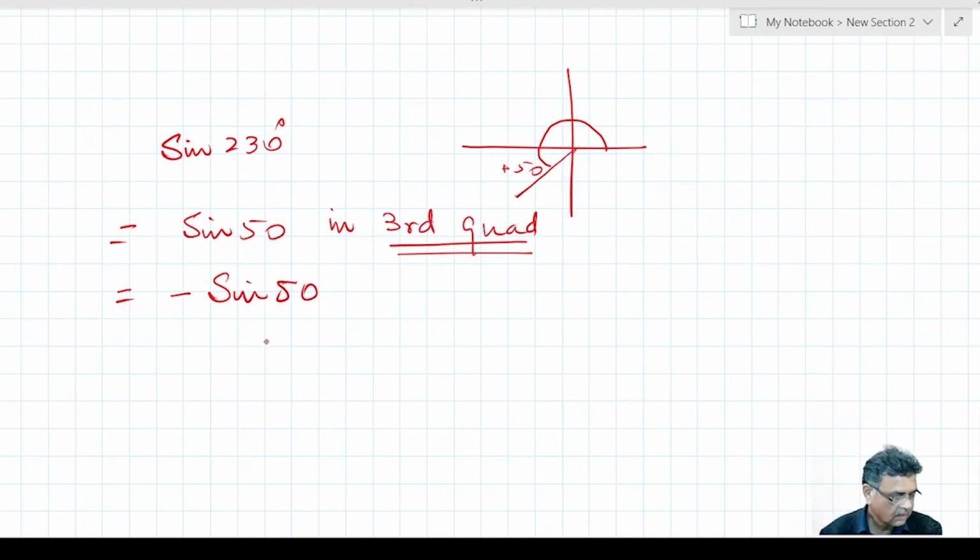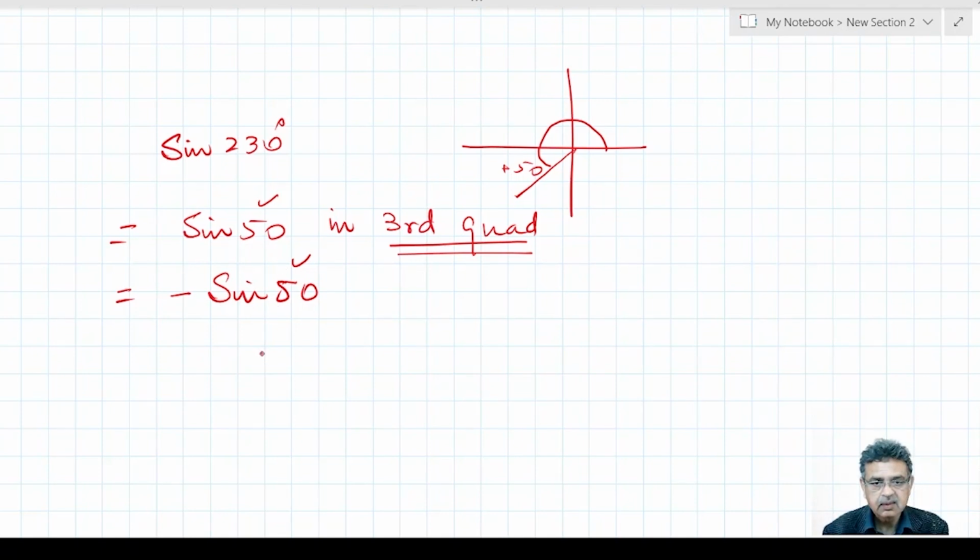As it is asked only to decide whether it is positive or negative, it is not necessary to go into all these details. I have written this just to explain. Otherwise, you can simply see that this angle is more than 180 degrees, that is, this angle is in the third quadrant and sine is negative in the third quadrant. This is the way you can decide.